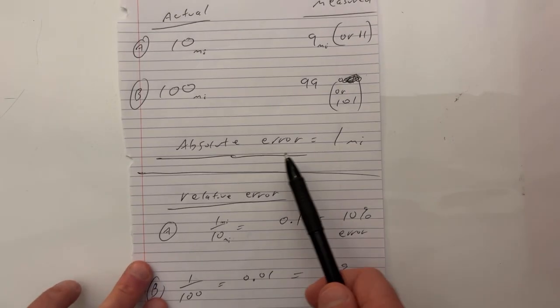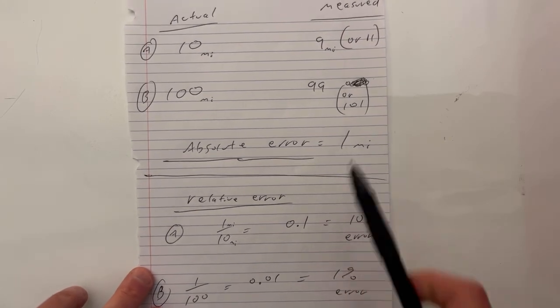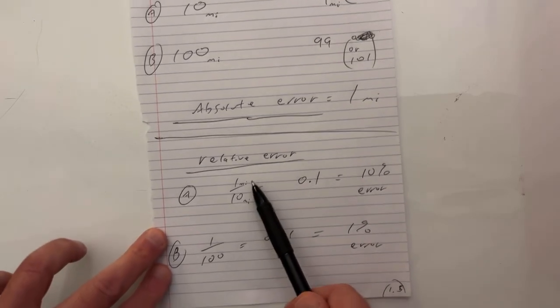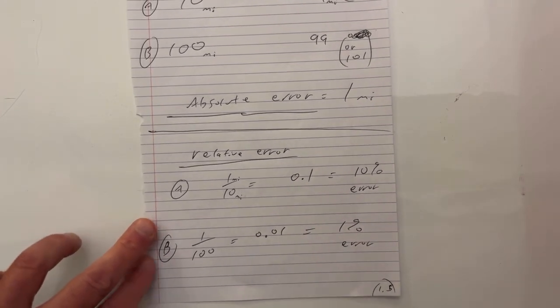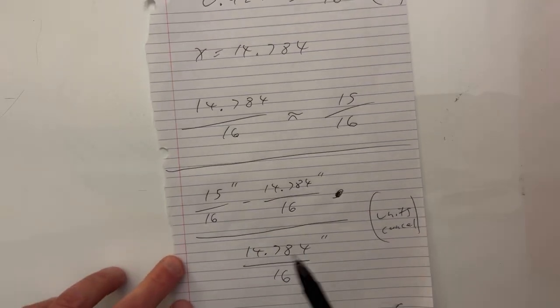Then the absolute error is 1 mile. And the absolute error will have a unit of mile, because that's how much we're off. But then when you do relative error, it's mile divided by mile, so they cancel. And I'll show some fun logic with that here in a couple of minutes. Okay, so back to this.